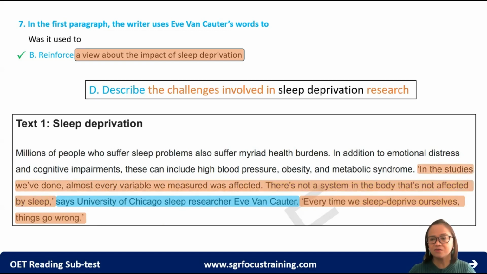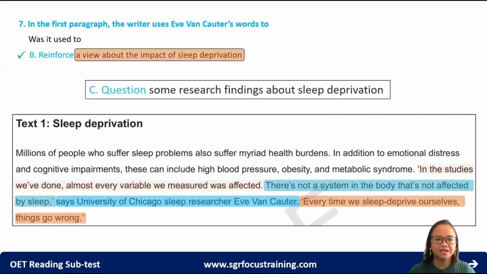And how does things go wrong? Because it gets affected. So that means, sorry, I'm going to go back to letter C. That means she's not questioning the research findings. She's actually agreeing with it. And that tells you that C is the wrong answer.